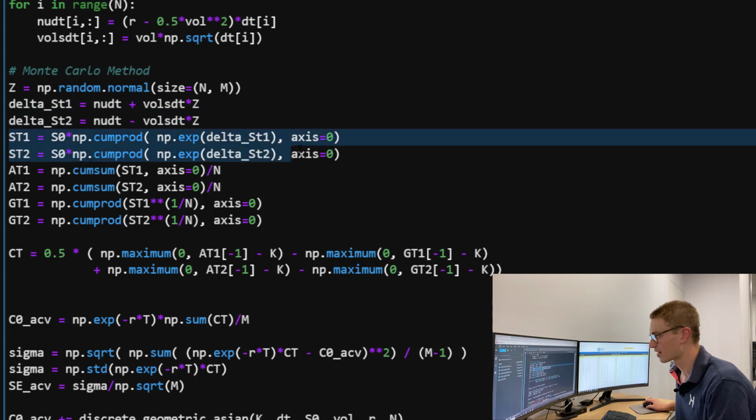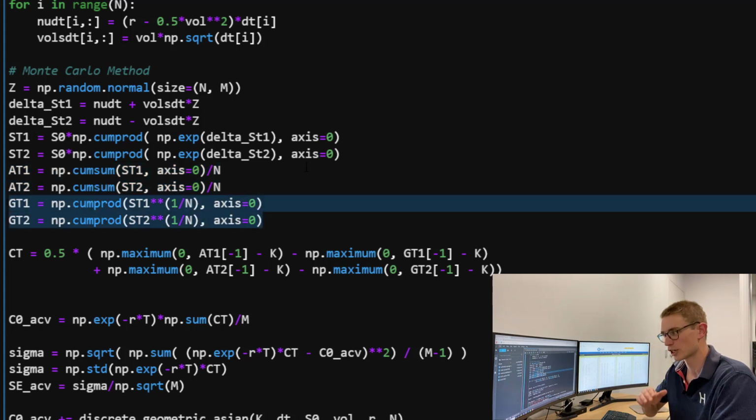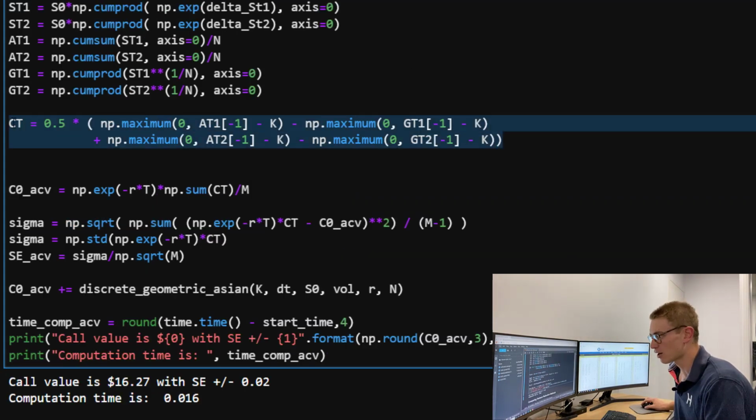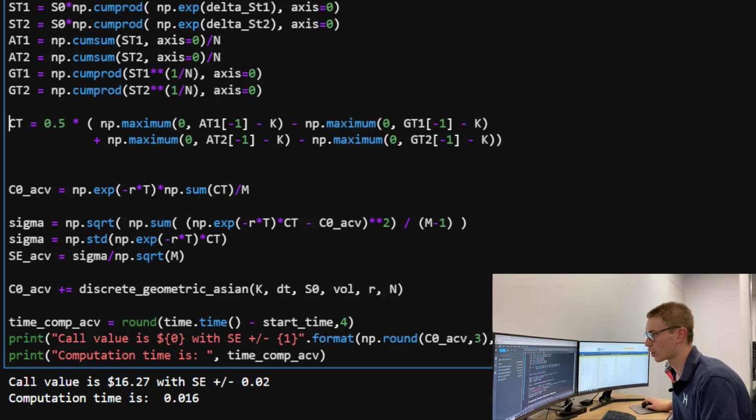So we've got two price paths, 1 and 2, and we're computing the arithmetic average for each of those prices, and we're computing the geometric average for both of those price paths for each of the 1,000 simulations. So then we're going to calculate our portfolio payoff. We're going to take the average between the two portfolios. Remember, each portfolio is long an arithmetic option and short the geometric option, and it has two price paths, 1 and 2. So we're just taking the average between those two portfolios.